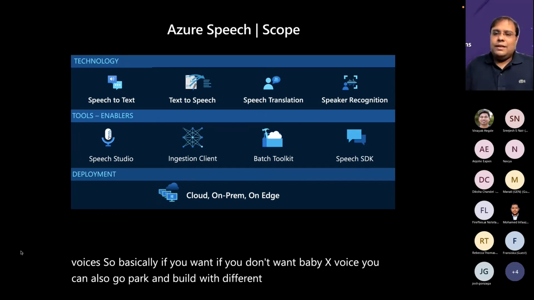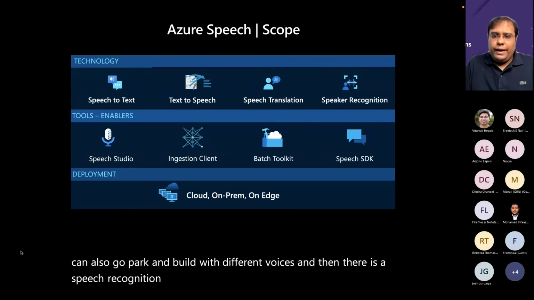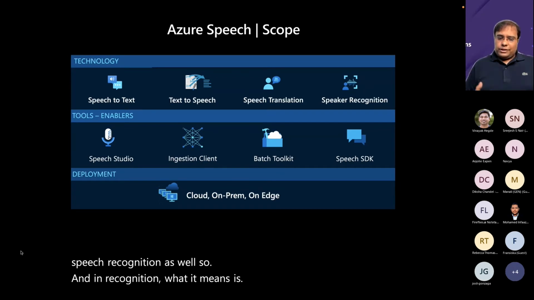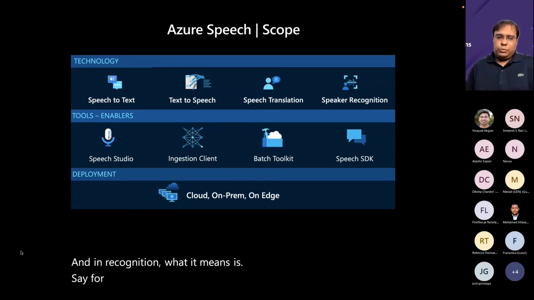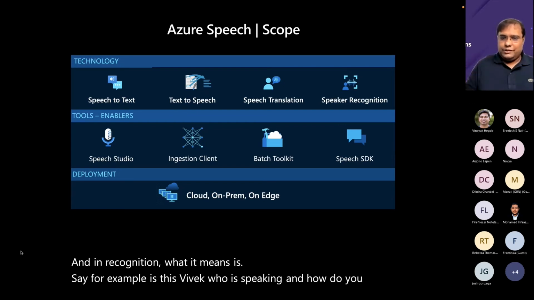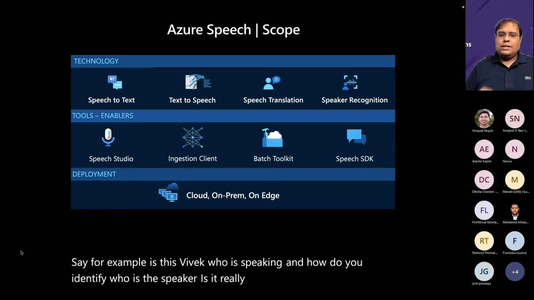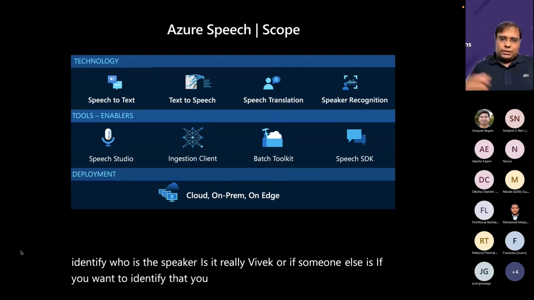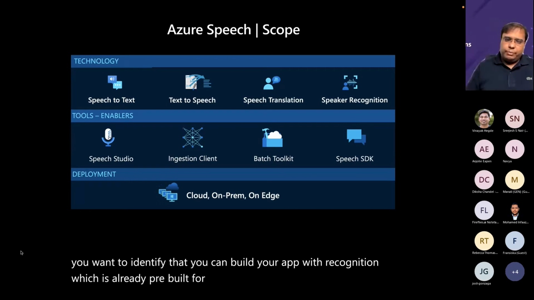And then there is speaker recognition as well. What it means is, for example, is this Vivek who is speaking, and how do you identify who is the speaker? Is it really Vivek, or is it someone else? If you want to identify that, you can build your app with recognition, which is already pre-built for you. All the APIs are pre-built for you.